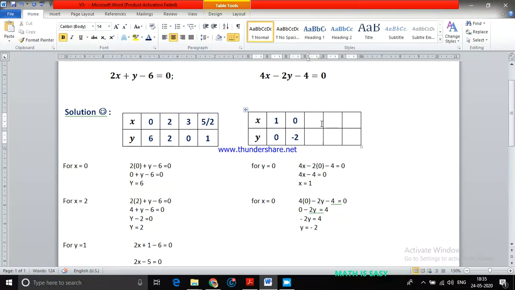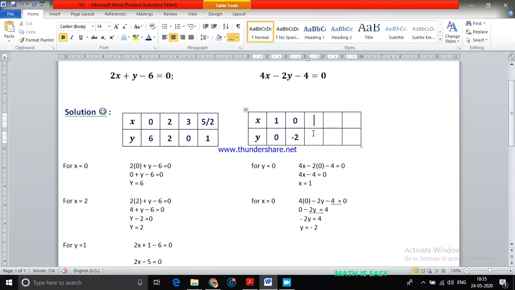Now, you don't take x is 1, because here I have taken y is 0, then I got x value is 1. You don't need to solve again x is 1. If I put x is 1 here, my y value will come as 0 only. Okay, so do not consider the same values which you already solved.